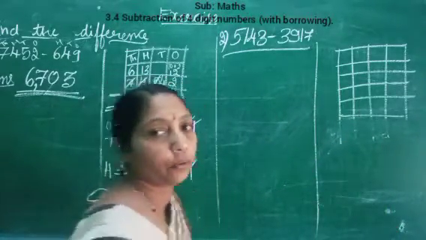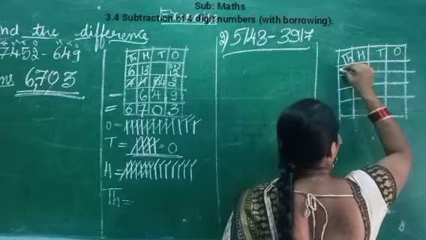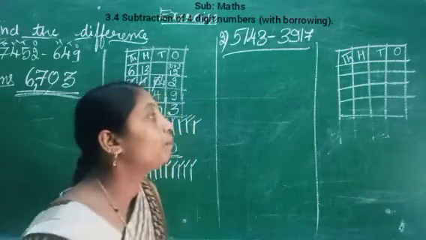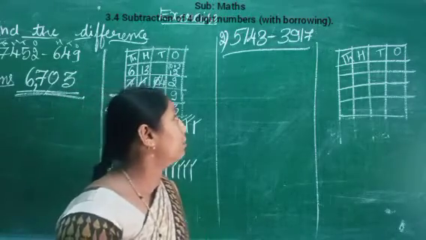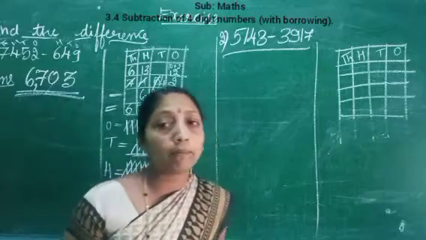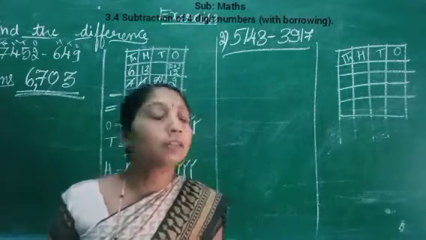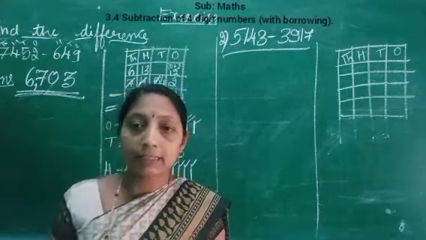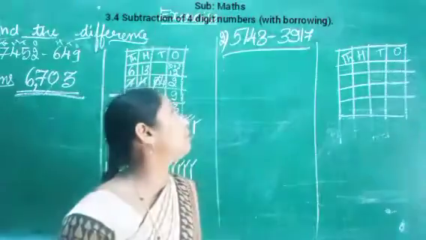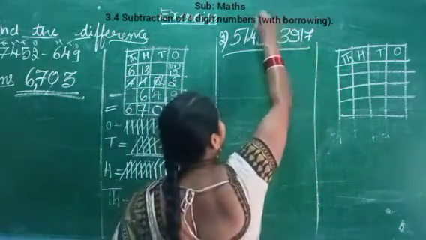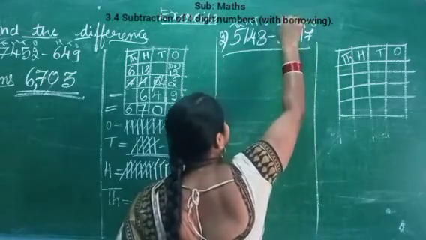Put place of value ones, tens, 100, 1000. I will leave the one column for the borrow numbers. Dear children, first you observe the two numbers have 4 digits. You compare the numbers 5 and 3. 5 is greater than 3. So we write on the first number the 5 number. Okay children, you put the ones, tens, 100, 1000, ones, tens, 100, 1000.